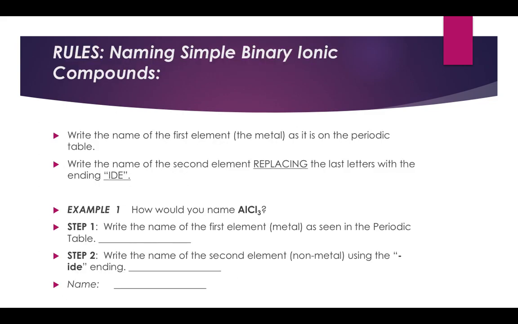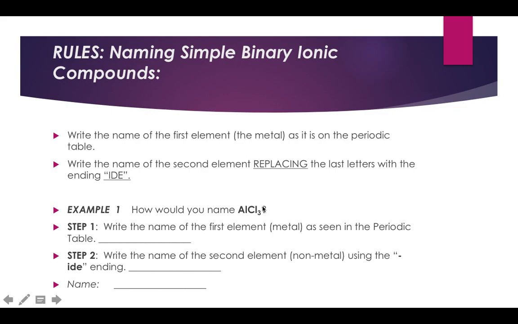Okay, so some rules just to recap yesterday. This is what we were going to be taking a look at today. So when we are naming things, you always write the name of the first element, which is always our metal, as it is on the periodic table, so you never touch it. So first we have in this, Al. So we would just write aluminum. Perfect. So write the name of the first element, that will be aluminum.